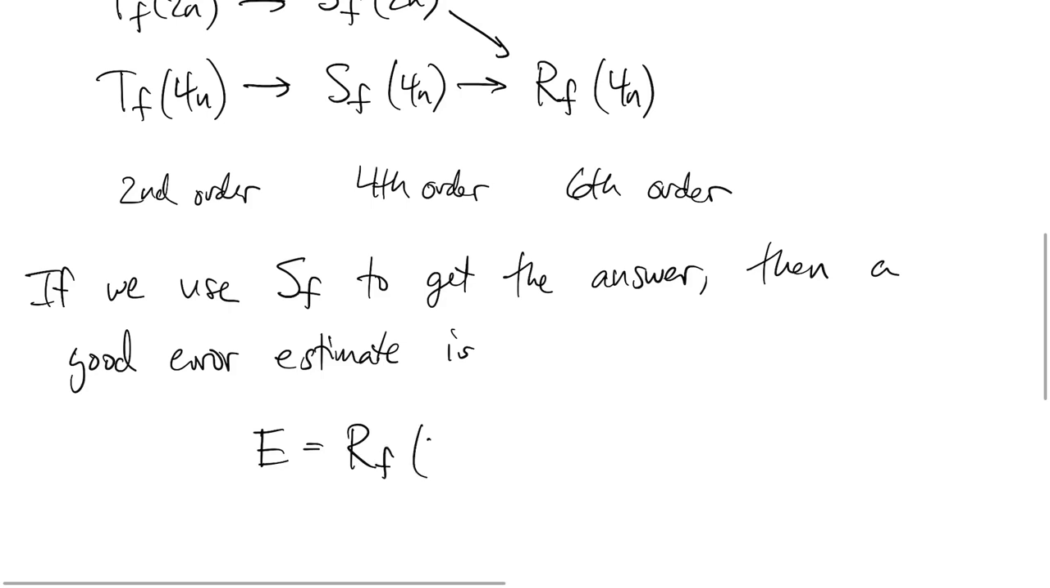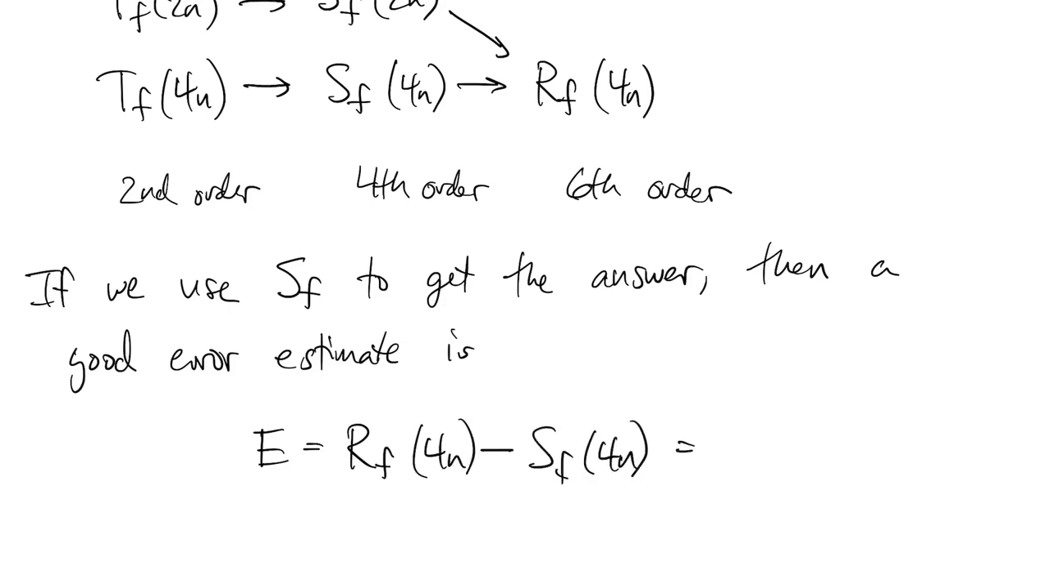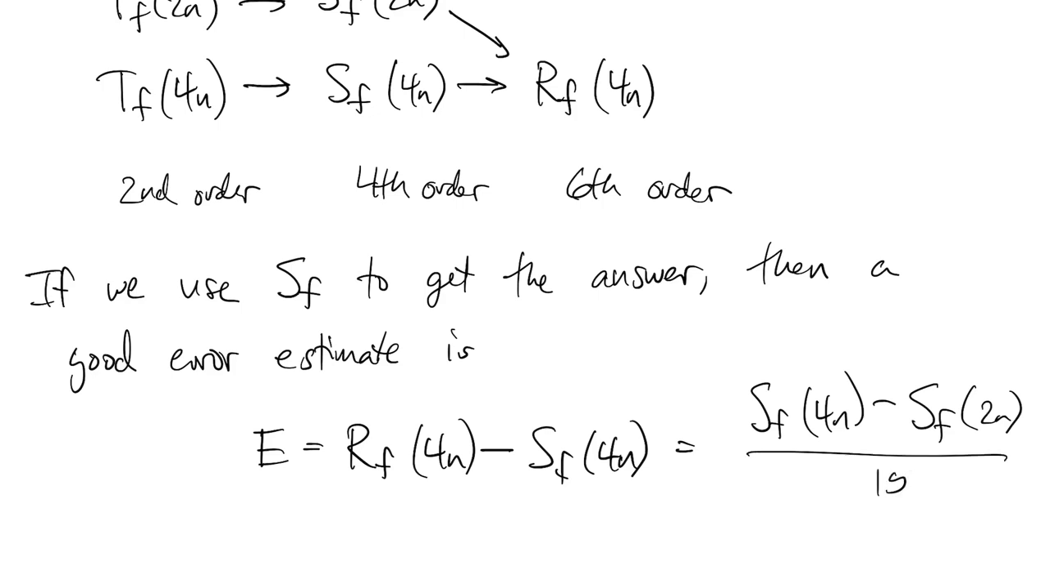So we'll call the difference between these two capital E. Now we might want to use the R value as our result, since it's supposed to be more accurate. That is allowed, but if we do that, then we would have to accept that our error estimate is probably too pessimistic.